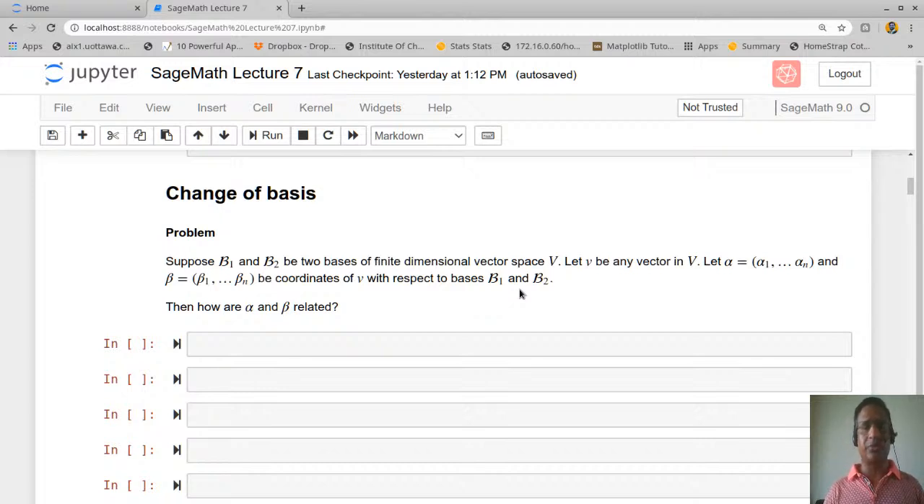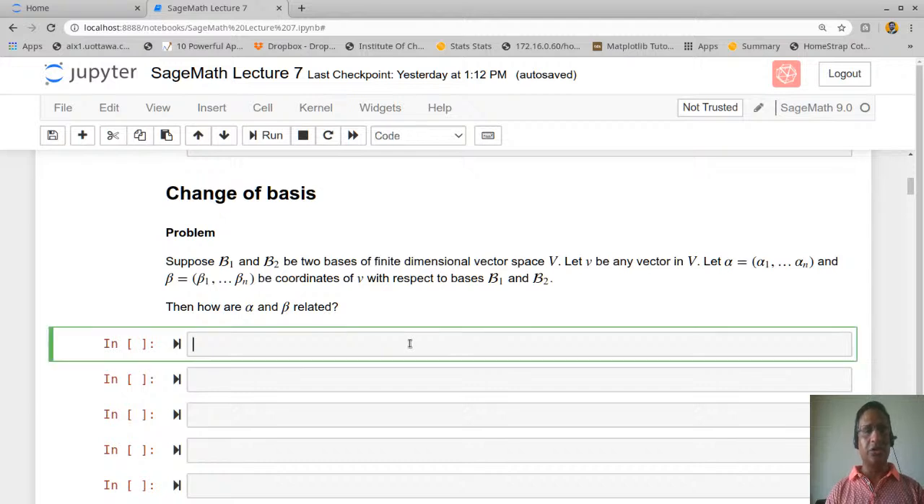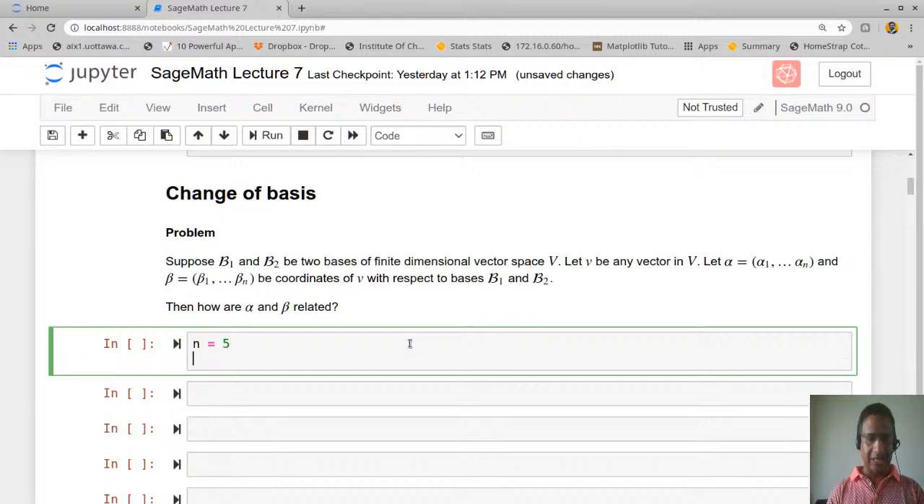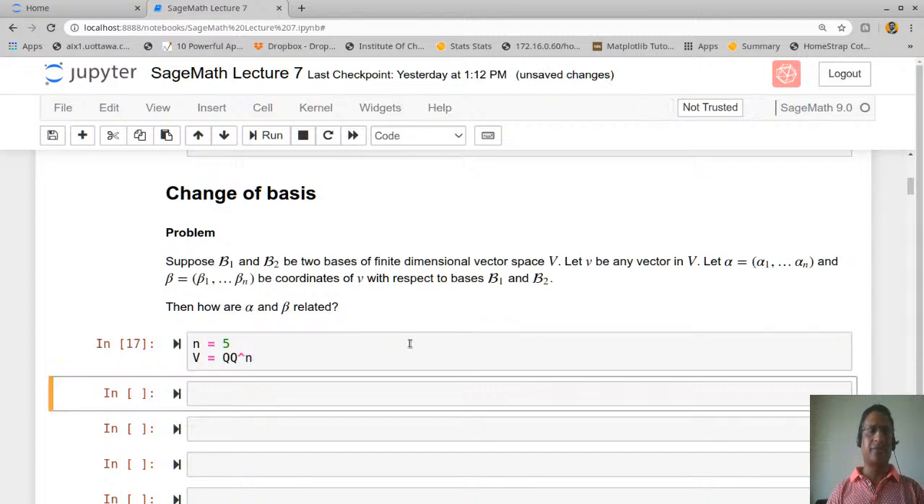I'm sure all of you must have studied this. They are related by a matrix called the transition matrix. So let us look at how we can do this in Sage. Let us start with n equal to 5, a 5 dimensional vector space, and let us say V is a vector space over Q of dimension 5.